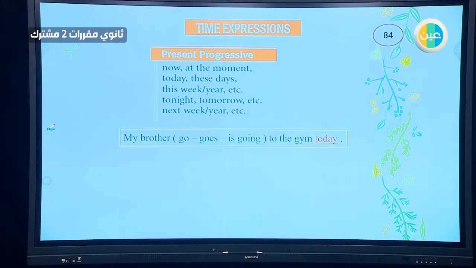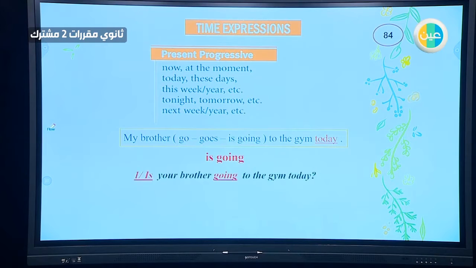Here I have the word today. If you want to make sure whether it is present simple, like every day, or at the moment, right now, you will see that today means now. And you have other expressions like now, at the moment, these days, this week. So you're going to choose is and going to the gym, which is the present progressive.